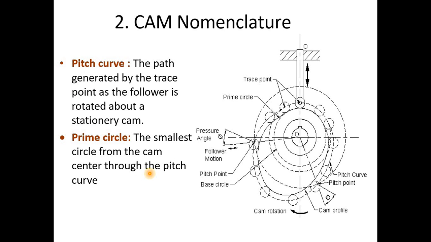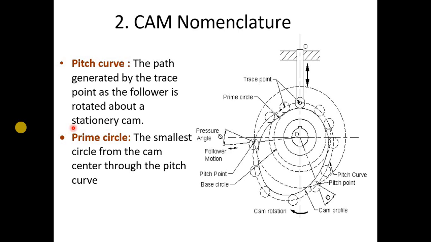Next, what is the pitch curve? The path generated by the trace points. Look at these trace points, the path generated by these trace points is what we call a pitch curve. So the path generated by the trace point as the follower rotates about the stationary cam is what we call a pitch curve.